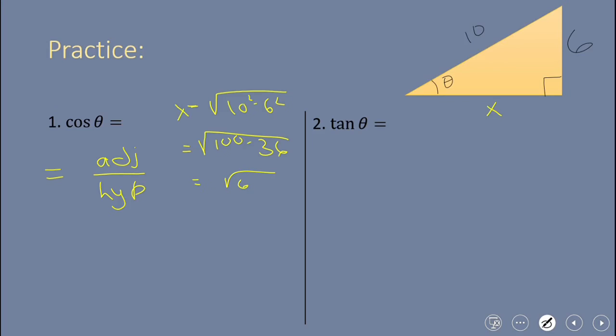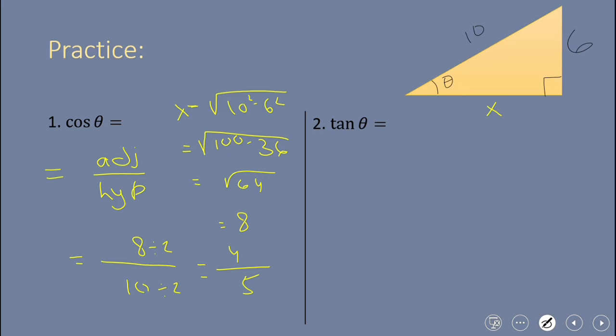So now we know that the adjacent of this triangle equals 8. All we have to do is substitute in the formula. 8 divided by 10, and by simplifying the fraction, we get 4 divided by 5. And that's by dividing both the numerator and the denominator by 2.